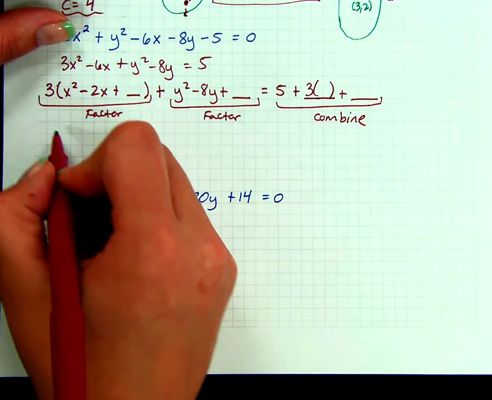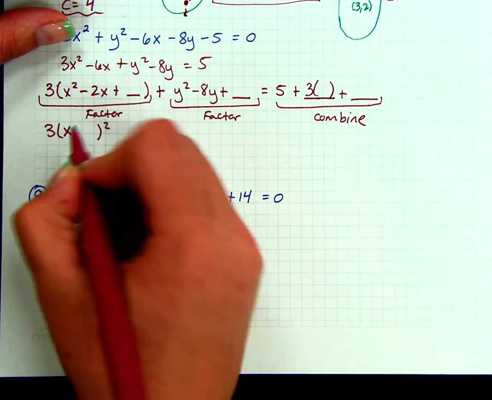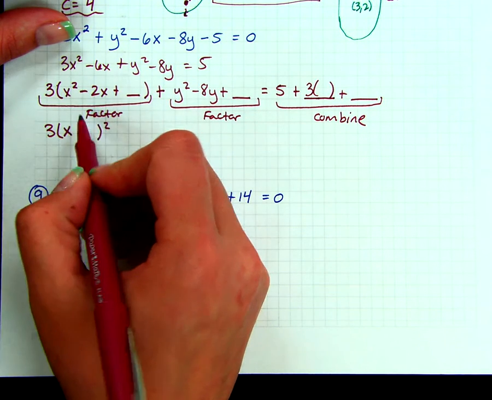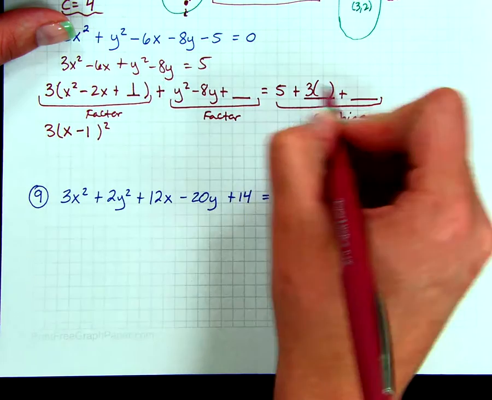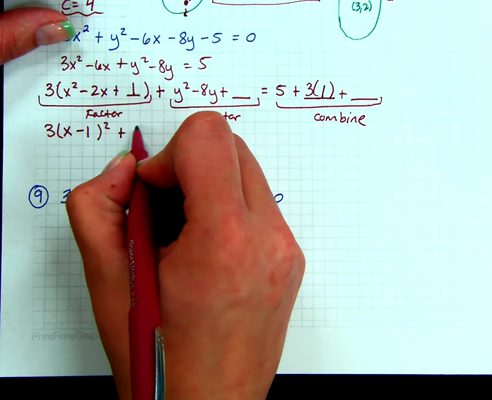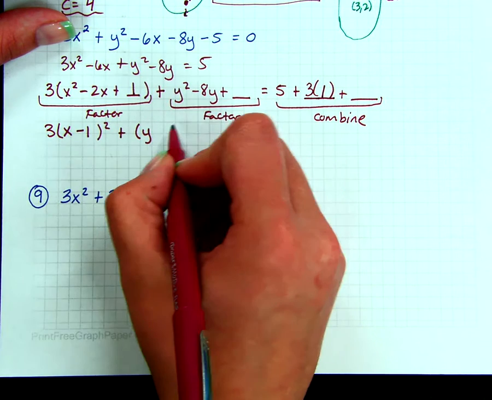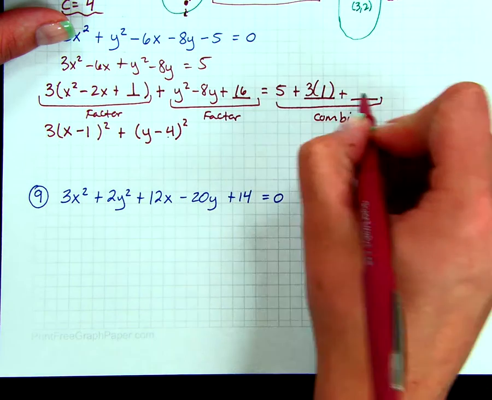Okay. So the 3 just comes down, and then we'll have our parentheses. So x, and then negative 2 divided by 2 is a negative 1 squared. So negative 1 squared is 1. And then for the y's, we're going to do the same thing. So negative 8 divided by 2 is negative 4. And then negative 4 squared is 16.